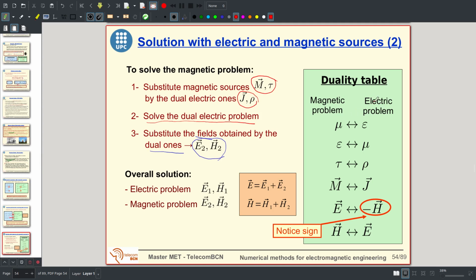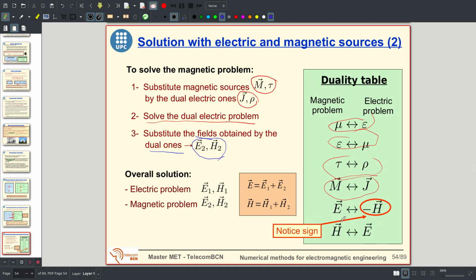The electric quantities are replaced by magnetic quantities and vice versa. So magnetic permeability is electric permeability, and the opposite also is true. Okay? Electric charge replaced by magnetic charge, electric current by magnetic current, electric field by magnetic field and vice versa, but with the minus sign. The only thing is that you have to know where the minus sign goes, in this case or in the other. And it is very easy to remember.